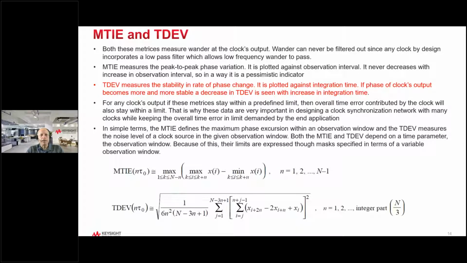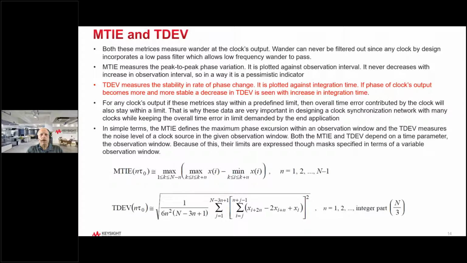MTIE measures the peak-to-peak phase variation, and as I said before, we compare it. In the y-axis, we're showing the phase variation. In the x-axis, we're showing the observation interval, and as I said, it never decreases, so it is a pessimistic indicator. TDEV, on the other hand, measures the stability in the rate of phase change. It is plotted against integration time, and you can see TDEV decreases and then increases, and it really gives an idea of the behavior.